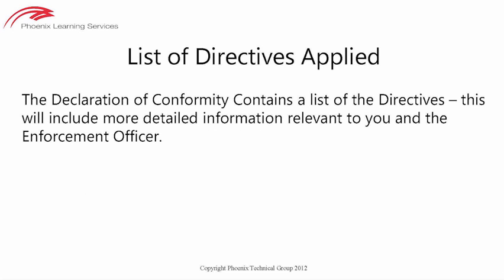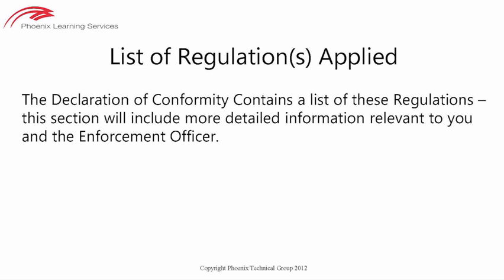A list of directives applied. Now, the Declaration of Conformity will include this list, but the reason we're doing it as an additional section is so that you can include the matrix and your justifications and your rationale and your strategy for the directives you're using and those that you're not using. Similarly, the next section, list of regulations applied, will include your comments and your rationale, your written justification for using or not using certain regulations.